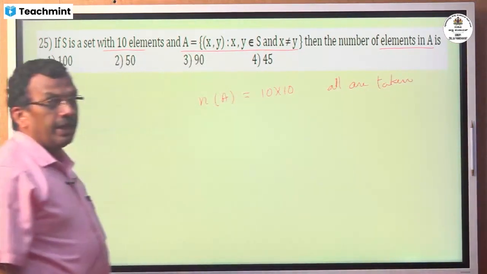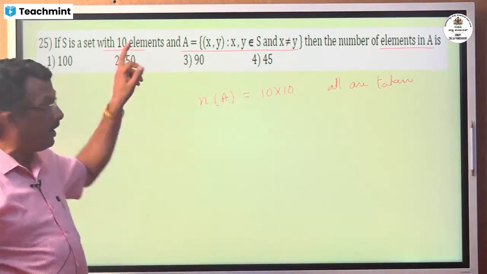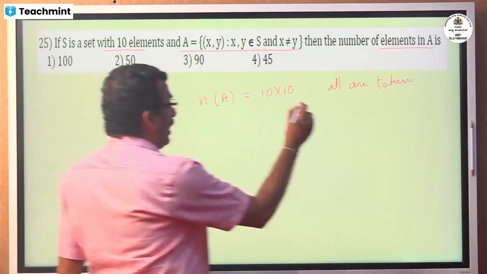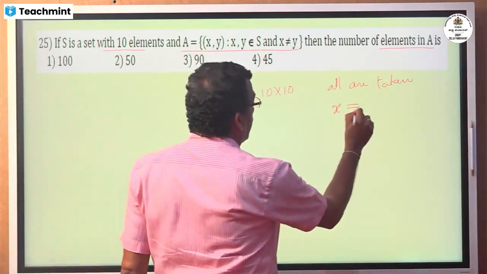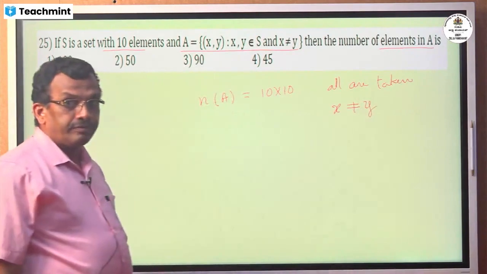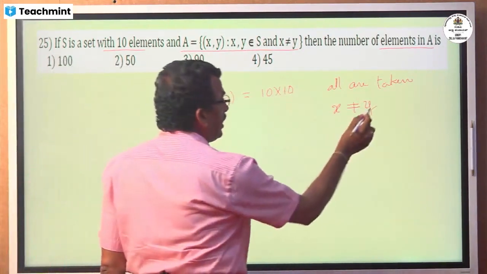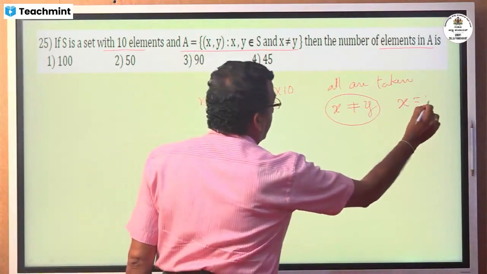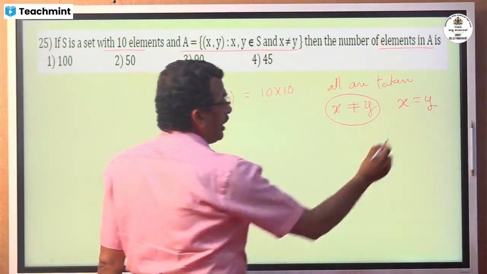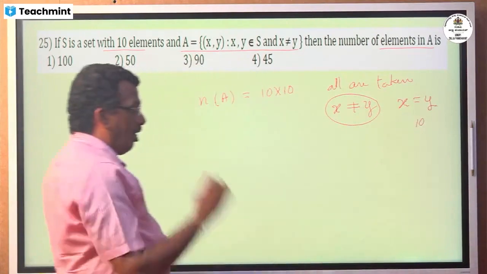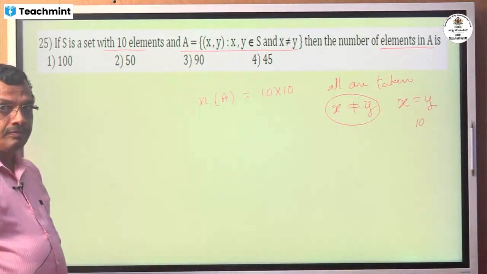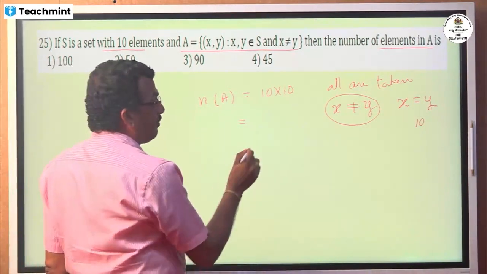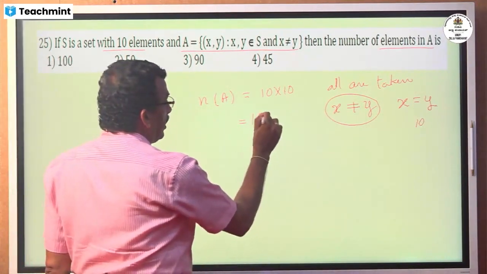If we take everything, it is 10 into 10 equal to 100 because 10 elements are there in the A. Now we are saying x is not equal to y. As you know that in the set, how many elements of the type x equal to y are there? When 10 elements are there, we have 10 x equal to y. Then number of elements is equal to 100 minus 10.